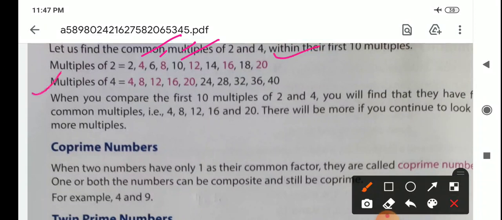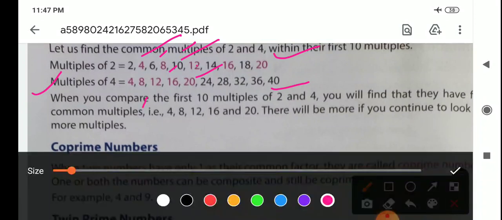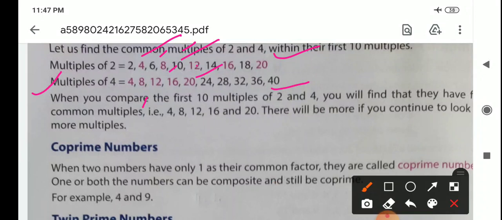Then multiples of 4, remember the 4 table. 4 1s are 4, 4 2s are 8, 4 3s are 12, 4 4s are 16, 4 5s are 20. Like this we continue up to 4 10s are 40. Then we find out which are the common multiples. So the common multiples are the ones in pink color, you mark 4, 8, 12, 16, 20. Okay, these are common multiples.